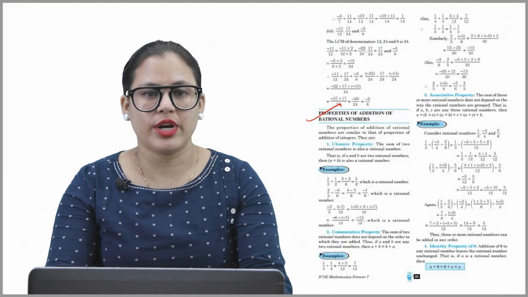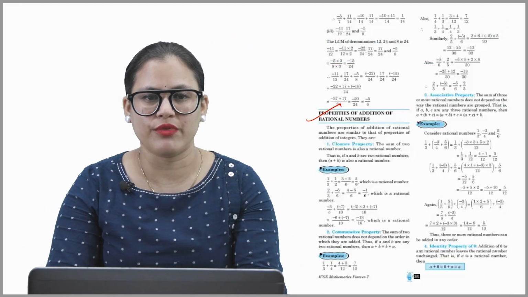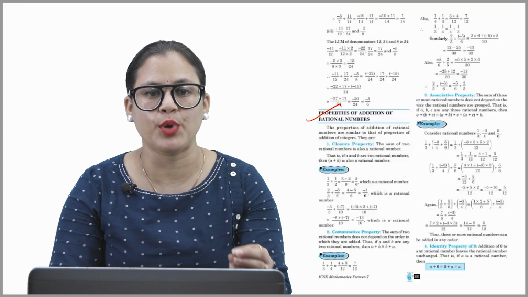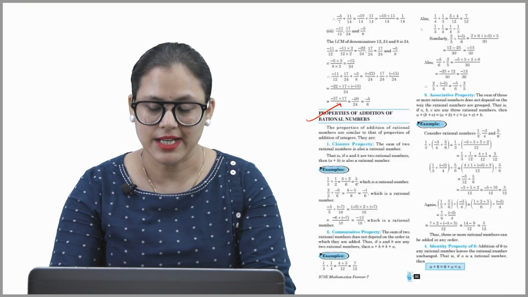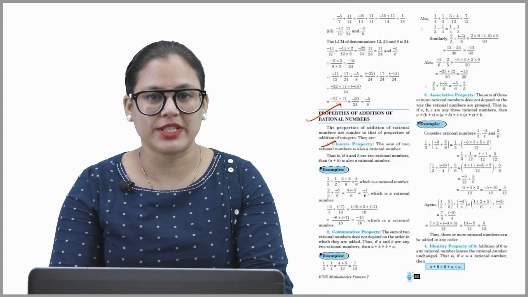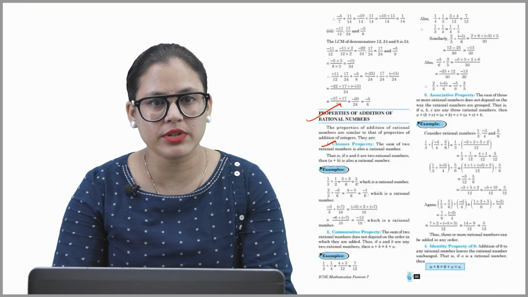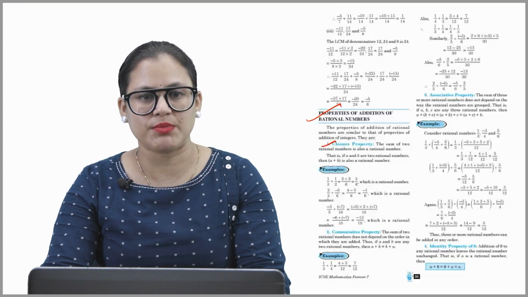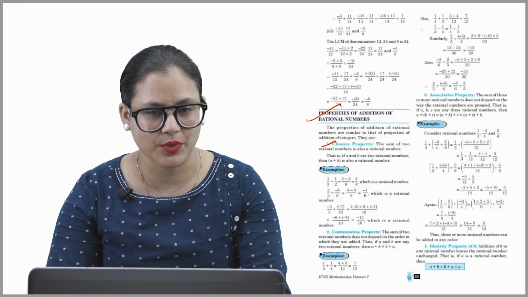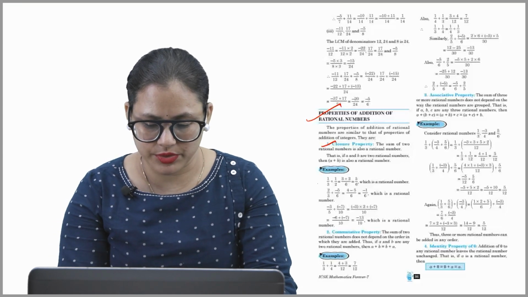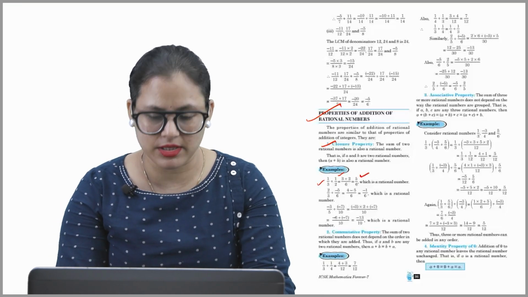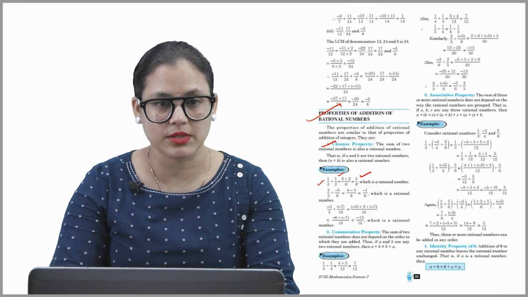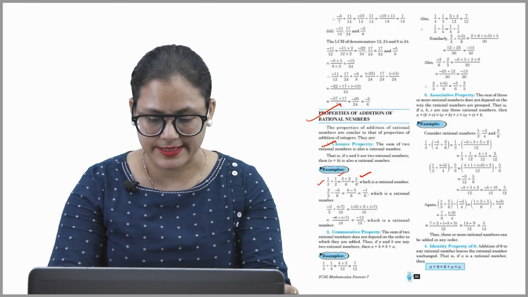Properties of addition of rational numbers. The properties of addition of rational numbers are similar to that of properties of addition of integers. They are, number 1, closure property. The sum of two rational numbers is also a rational number. That is, if A and B are two rational numbers, then A plus B is also a rational number. For example, we have added 1 by 3 and 1 by 2, so we got this rational number, which is 5 by 6, which is also a rational number, right?